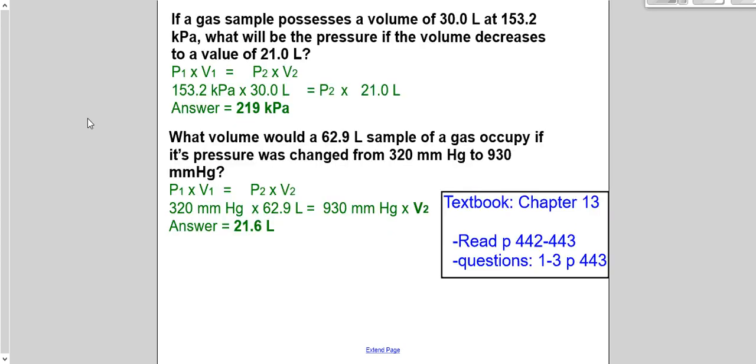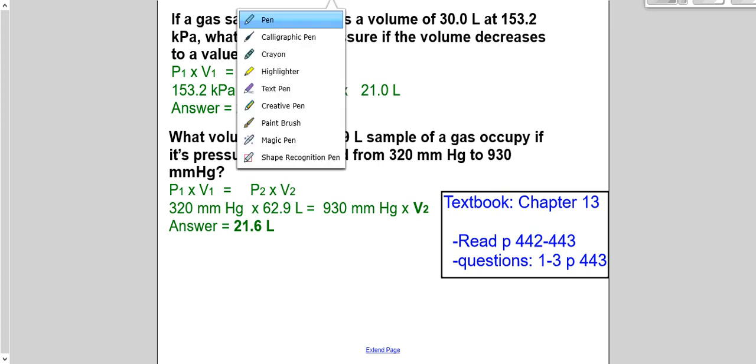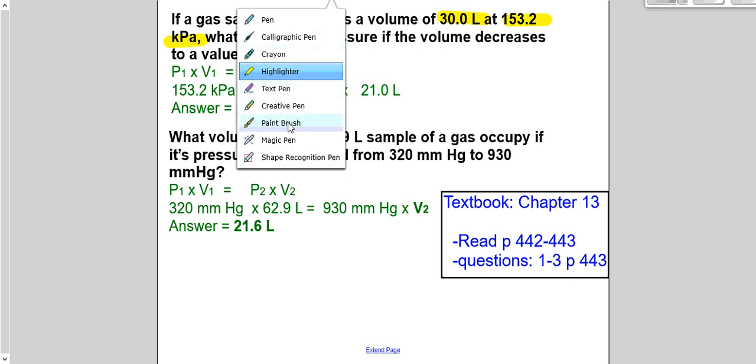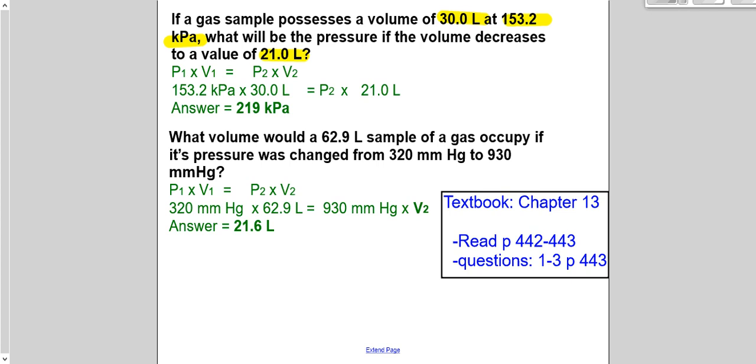When we give problem-solving type of things in any kind of science, what I want you guys to do is go and look for the numbers. Include their units. We've got 30 liters, we've got 153.2 kilopascals. I'm just looking for numbers, 21 liters. Now I'm going to read, and I'm going to look for clues about what these things might be. If a gas sample possesses a volume of, oh, this is volume. We know liters means volume, and it tells us volume. So this is the first volume I've seen.